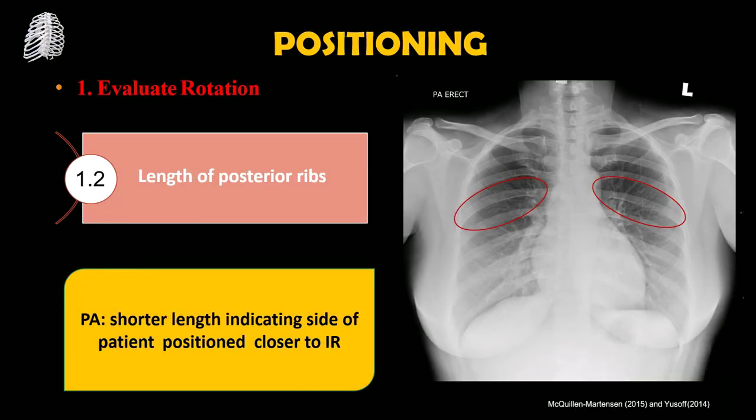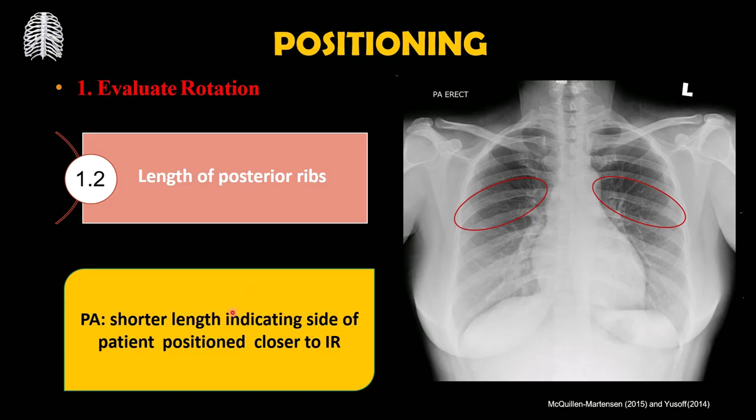Secondly, the length of the posterior ribs can be used to evaluate rotation. The length of these posterior ribs should be similar bilaterally to indicate no rotation. This can be achieved when the mid-sagittal plane is perpendicular to the IR, whereby the patient's weight should be distributed equally on both feet and shoulders and arms are at equal distance to IR.